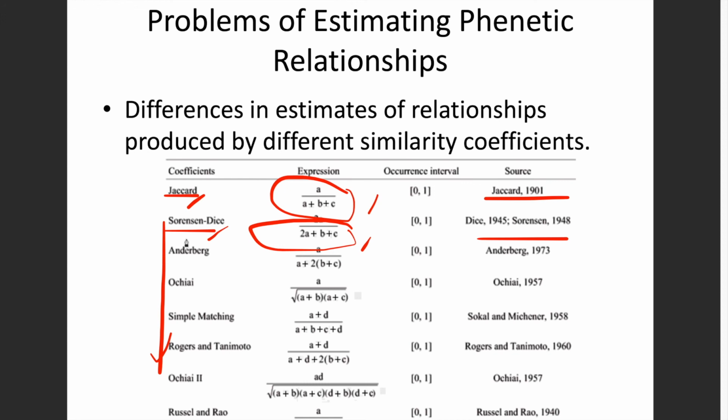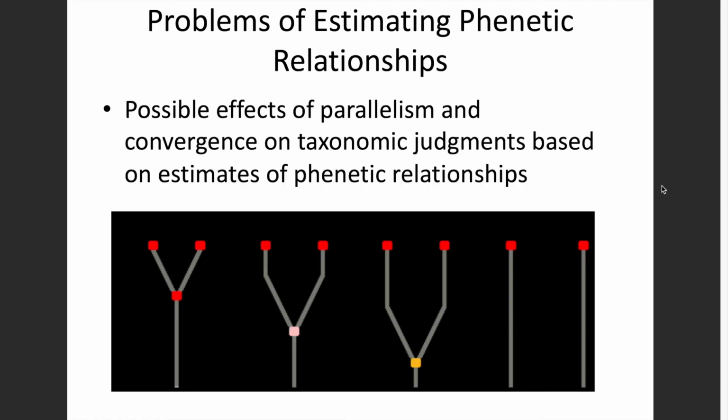So if you have differences in the similarity coefficients that you're using across different references, it could affect your representation or the estimate of the relationship between the OTUs that you're comparing. And the last problem with using numerical taxonomy with phonetics is the possible effects of parallelism and convergence on the classification schemes that you're proposing.